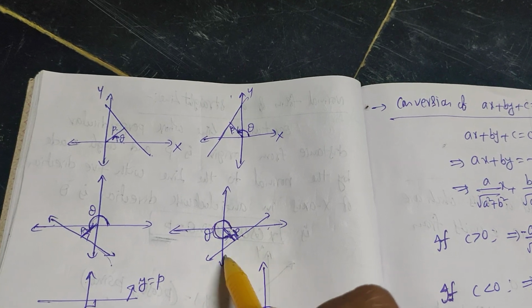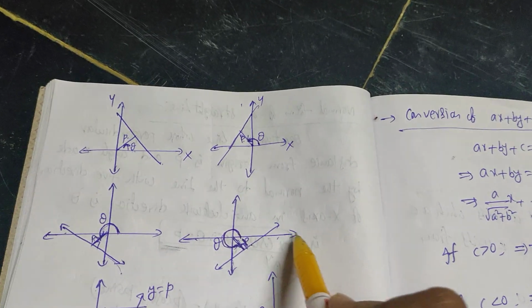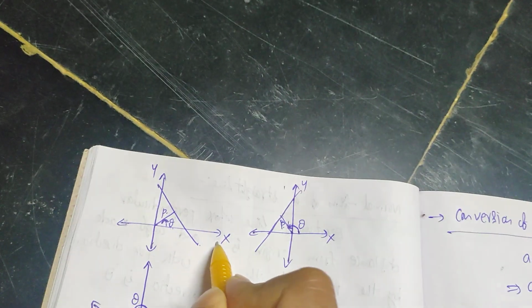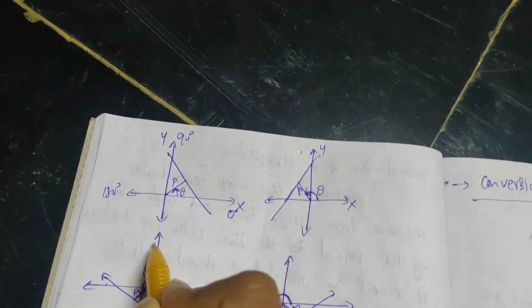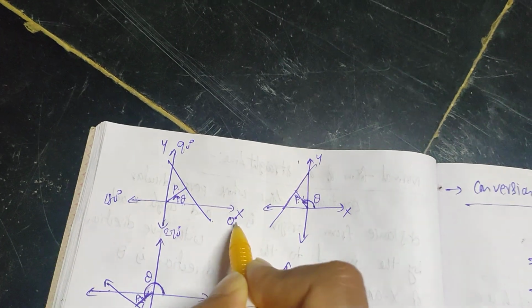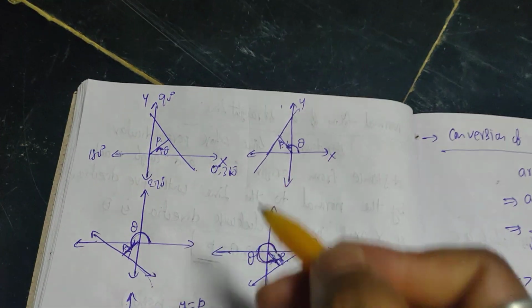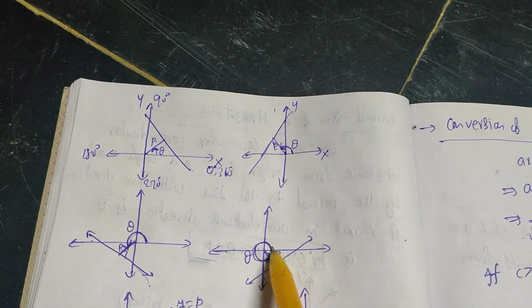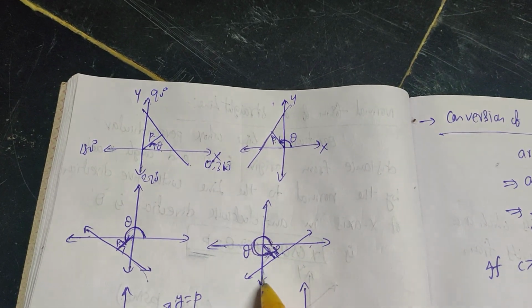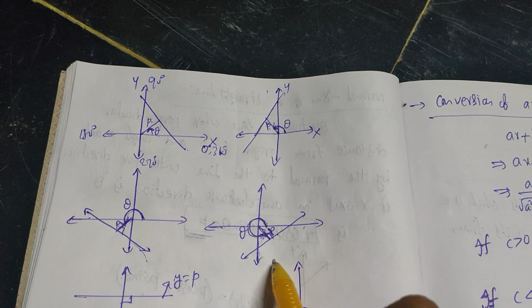So this is more than 270 also, because it is 0 degrees. Always remember 0 degrees, 90 degrees, 180 degrees, 270 degrees, and again it becomes 360 degrees. In trigonometry we know about this. So if the angle is here, we can understand it is more than 270 also.